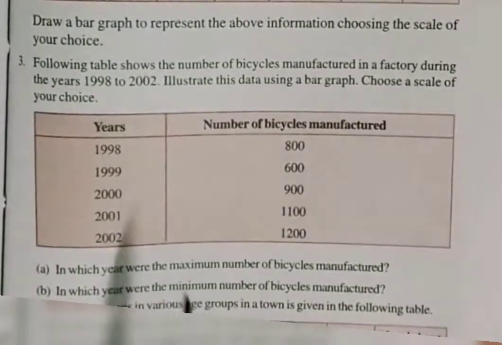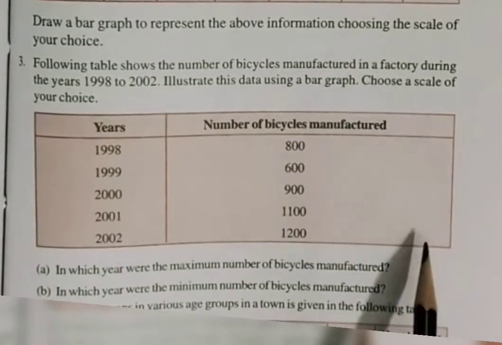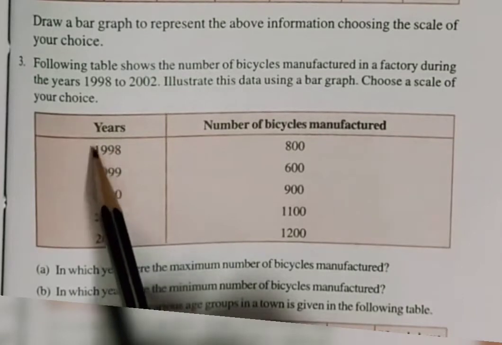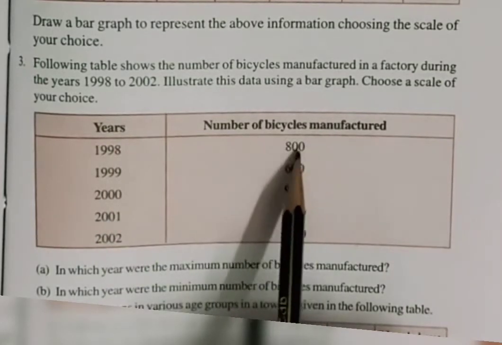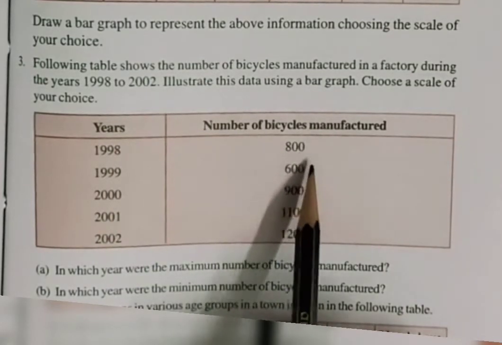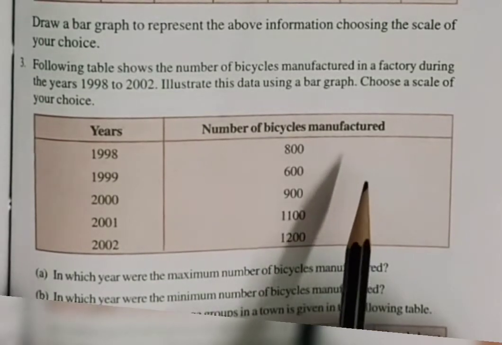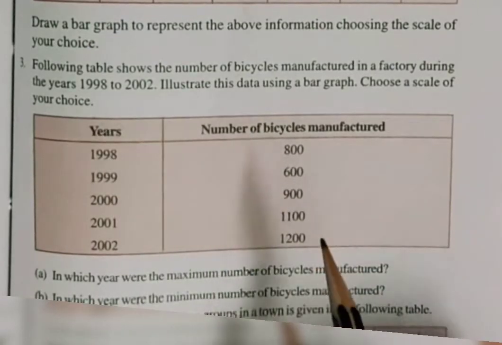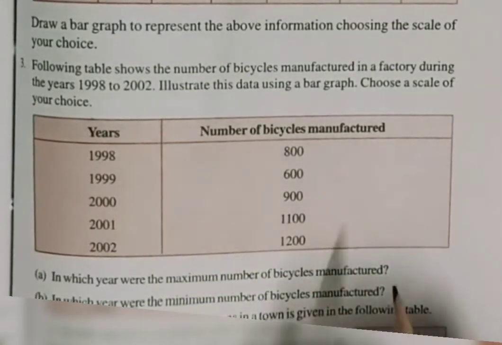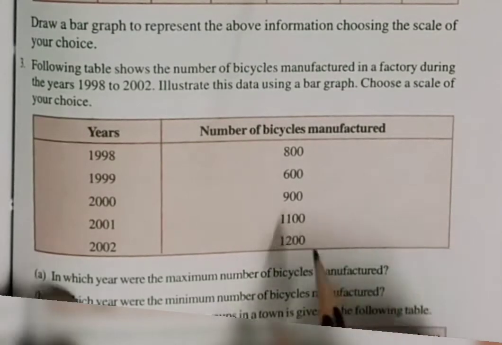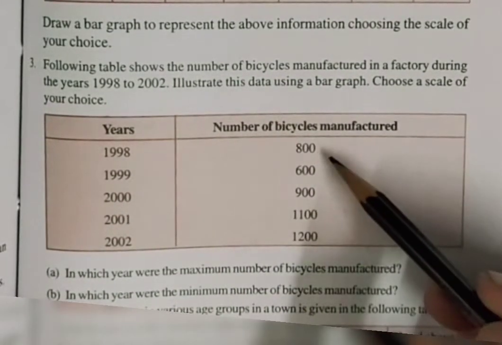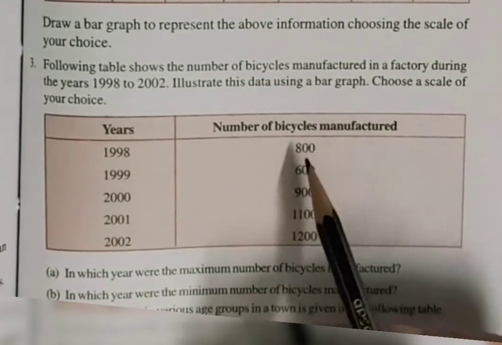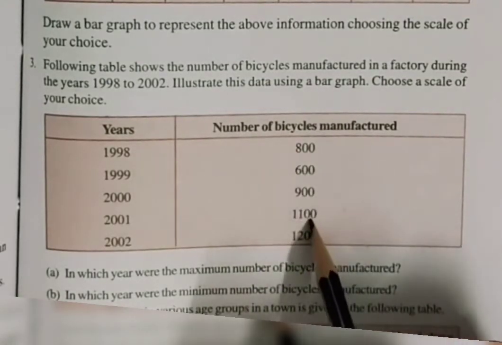In question number 3, a table is given in which years are mentioned, and it tells us how many bicycles were manufactured in a factory in those respective years. We need to draw the bar graph using a scale of our choice. Whenever we choose the scale, we should look at the numerical data. You can see it's 800, 600, 900, 1100, 1200.